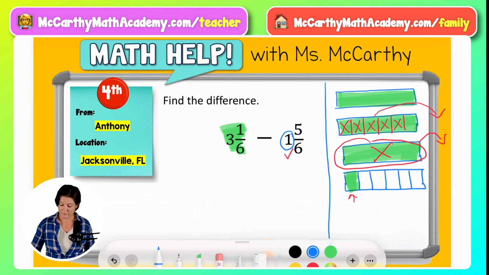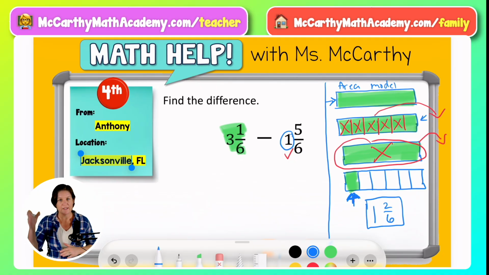So let's see what we have remaining. We have 1 whole piece right here, and we have 1/6 here, and that other 6th here. Okay, so that means that we have 1 whole, and 1/6 plus 1/6 would be 2 sixths remaining. So that is how we could subtract that using what's called an area model, using visuals. You could also do this on a number line too. It's basically the same thing, you're just counting back.